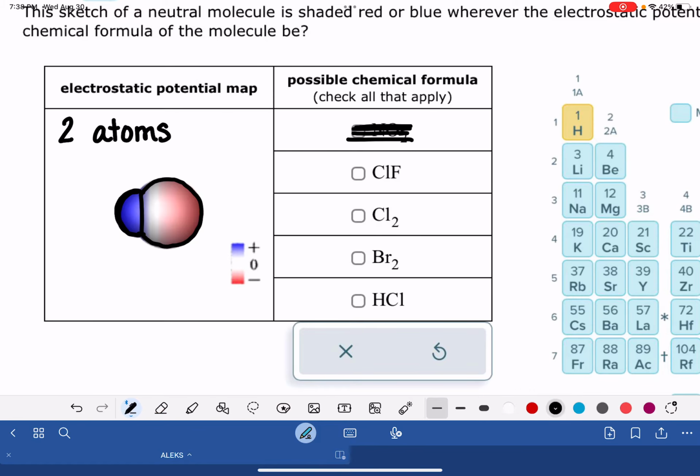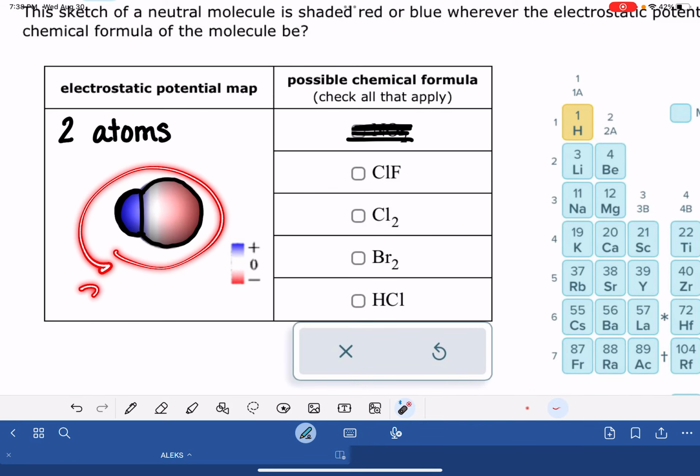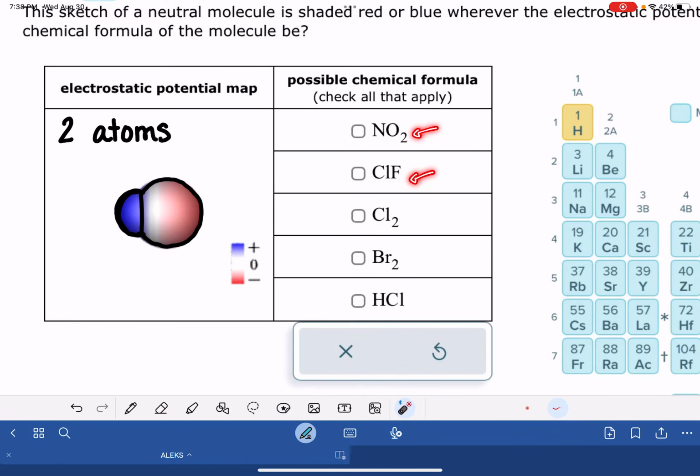Now, if you do have an electrostatic potential map that has 3 or 4 or more atoms in it, it might be useful for you to go to the internet and look up the Lewis structures of all of these different possible molecules. The arrangement of atoms in the Lewis structure should also match the arrangement of the blobs in the electrostatic potential. So again, if you have 3 or more atoms in your electrostatic potential, maybe consider looking up the Lewis structures of all of your possible molecules. Okay, so that's the easiest thing that we can do.